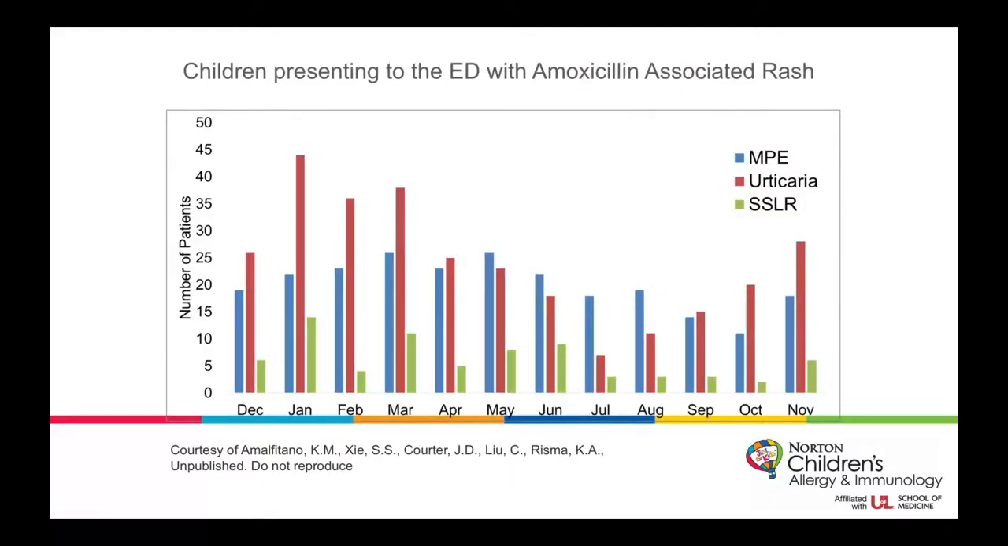I thought this was an interesting chart, and this is unpublished data from Cincinnati Children's. They looked at the children presenting to the ED with amoxicillin-associated rash, and if you look at the urticaria, you'll see that presentations for urticaria increase when viral infections are seen in kids, most commonly in the winter time anyways. So I thought this was interesting, and it shows you that a lot of the time it's an infectious presentation rather than the drug itself.